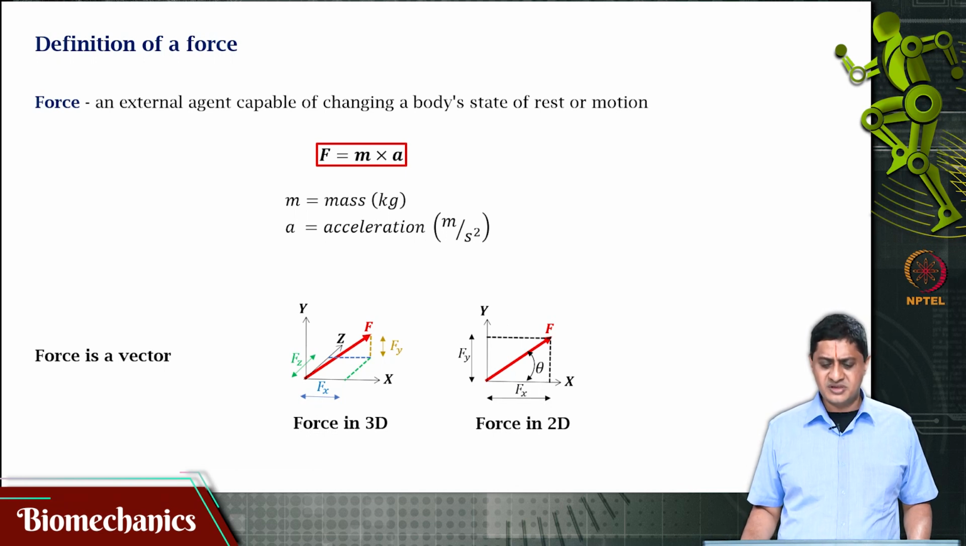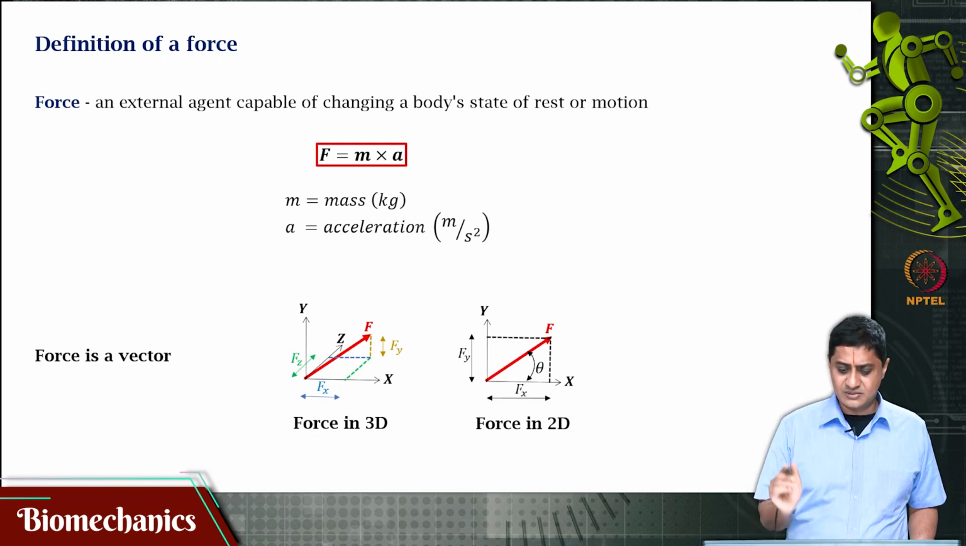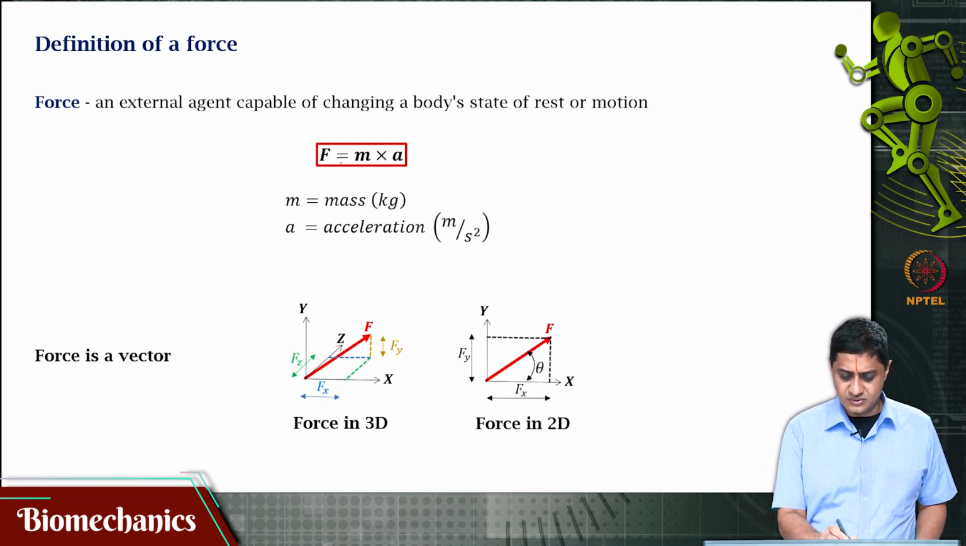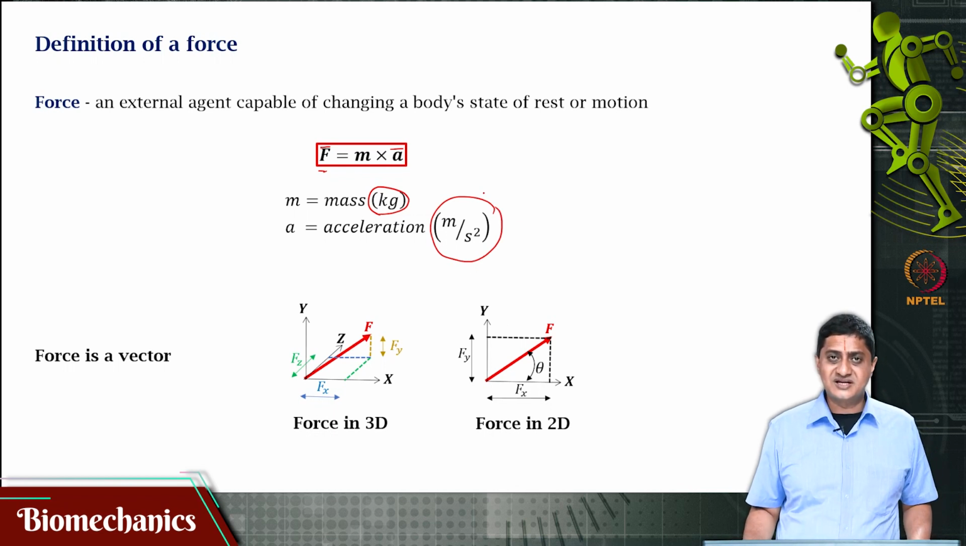We know from high school that F is ma. This is Newton's law, that is, the force is mass times the acceleration. Note that acceleration is a vector, we will come to that in a minute. So, force F is m times a, m is having unit kilograms, acceleration is having the unit meter per second squared.